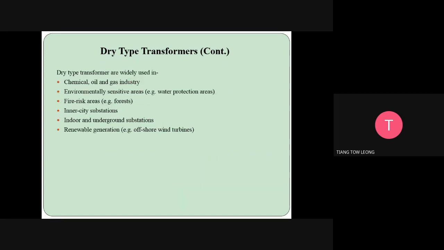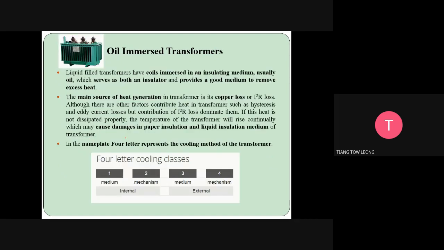Dry type transformers are widely used where? Chemical, oil, gas, environmentally sensitive areas, fire risk areas, inner city substations, indoor and underground substations, renewable generation, offshore wind turbines. Then this one is oil immersed. Oil immersed means we immerse the transformer in oil. This is the most commonly used in Malaysia.